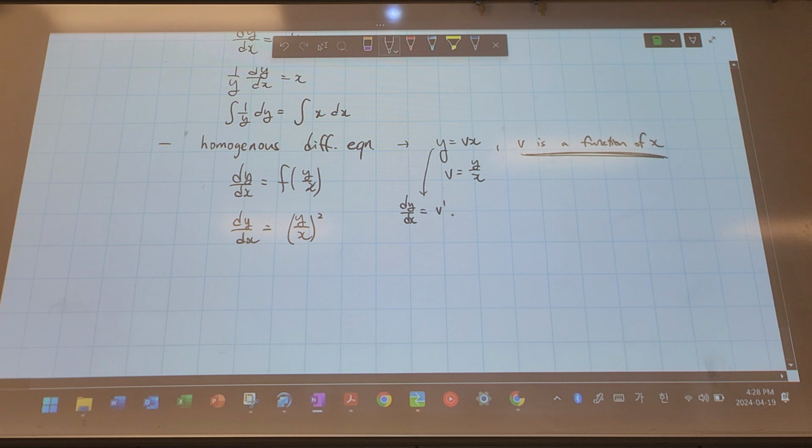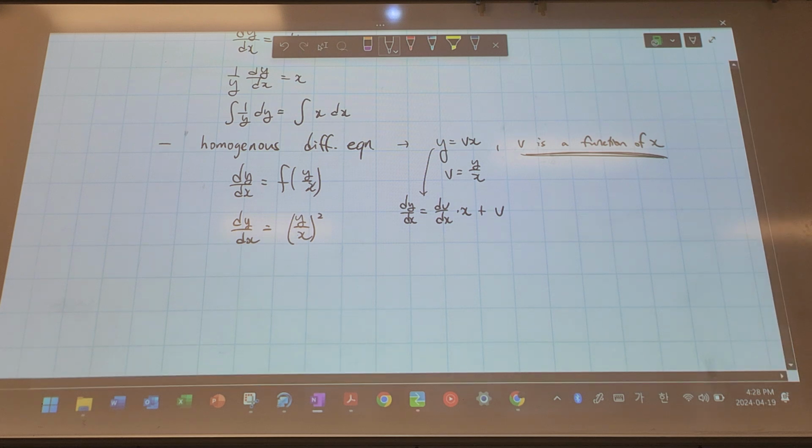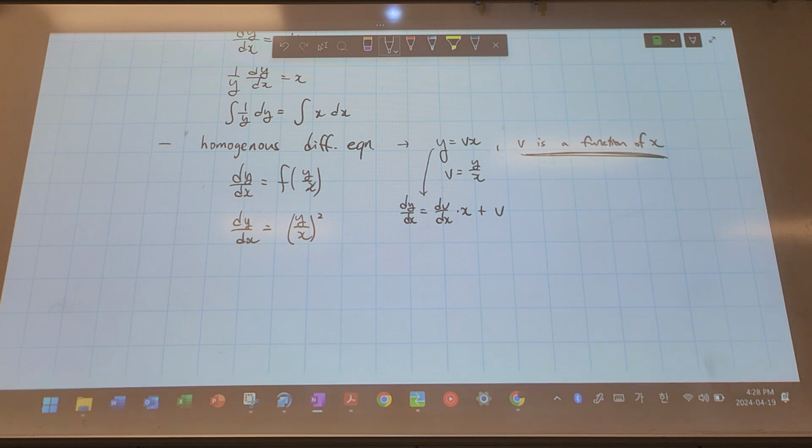So v is a function of x, which means that we have to use the product rule. So it's going to be v prime or dv over dx. It's just a function that has x, like 2x plus 1. What are we doing? We're differentiating vx, and knowing that v is a function of x, we can't just say v is the answer, right? So we have to use the product rule. I differentiated the v, multiplied by x, plus v alone times the derivative of x, which is 1.